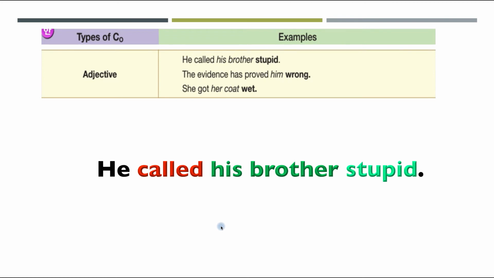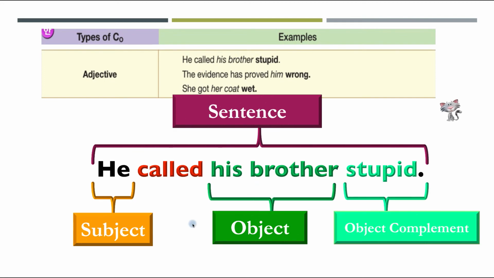He called his brother stupid. Stupid is an adjective. Again, it's the same sentence pattern: subject, verb, object, object complement. The object complement in this case is an adjective.